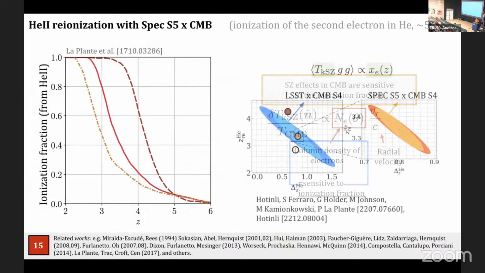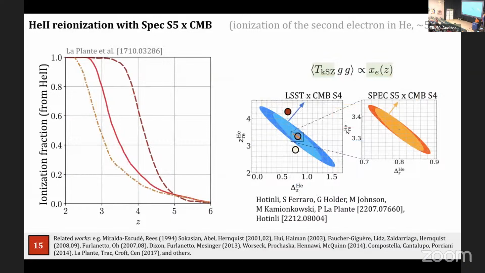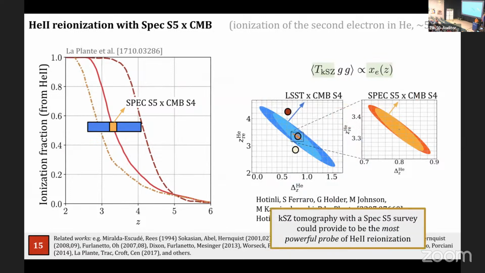And the cross-correlation between galaxies and CMB ultimately will have the power to probe this epoch to high significance. So a SPHEREx survey, for instance, can put really stringent constraints on helium reionization. And I think this might also be a worthwhile science target for a survey like this. Okay, so I'm going to stop here. Thank you very much.